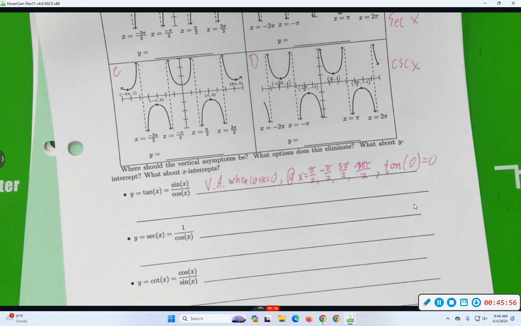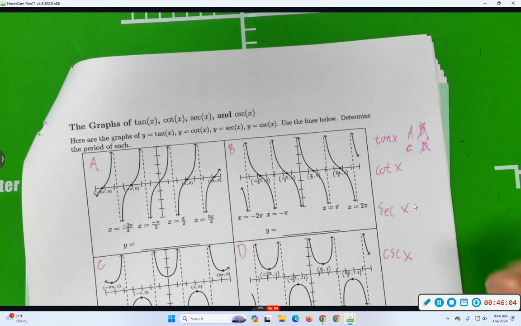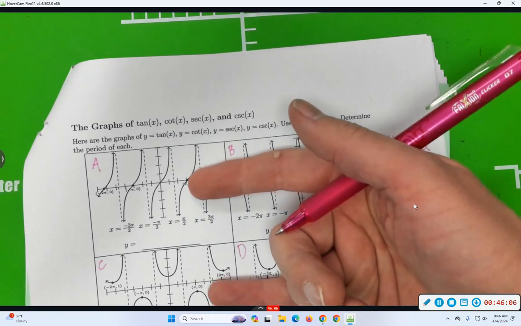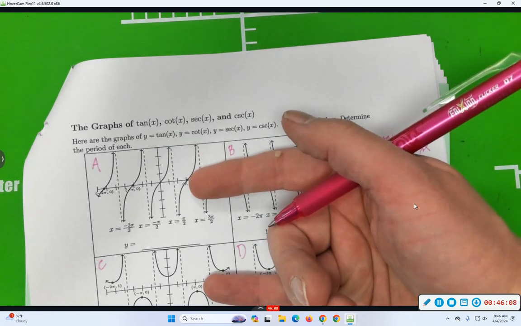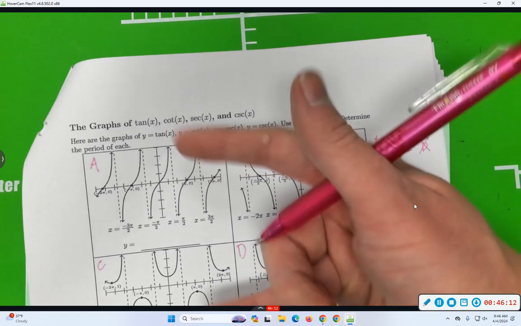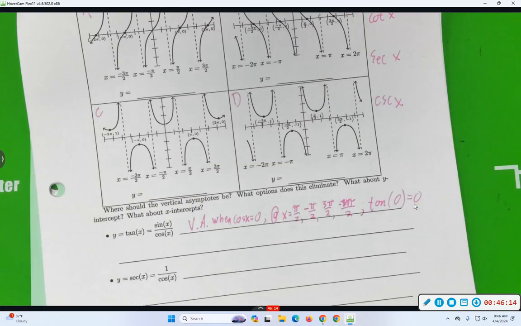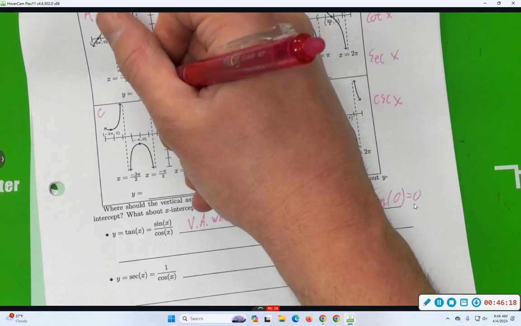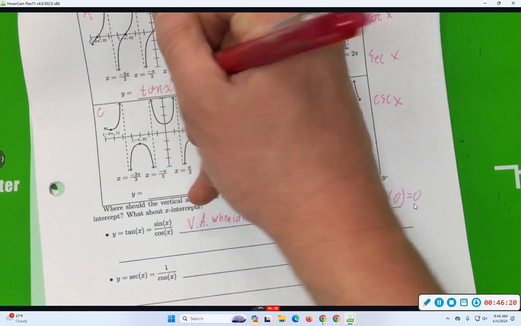All right. So the y-intercept should be at 0, 0. So let's take a look. A and C are the only options left. What's the y-intercept of A? 0. What's the y-intercept of C? So which one's the graph of tangent? Neato.